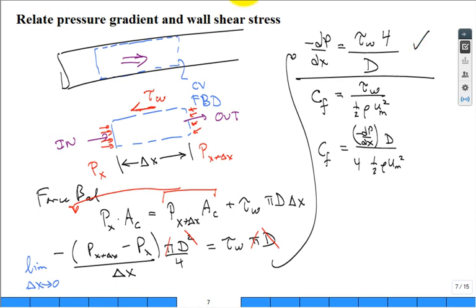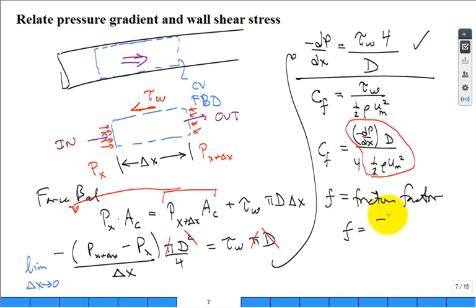If you look at this for a minute, you say, this term right there is very familiar. That term is my lowercase f, my friction factor for flow in a pipe. The friction factor is negative dp dx times d, divided by 1/2 rho u mean squared.